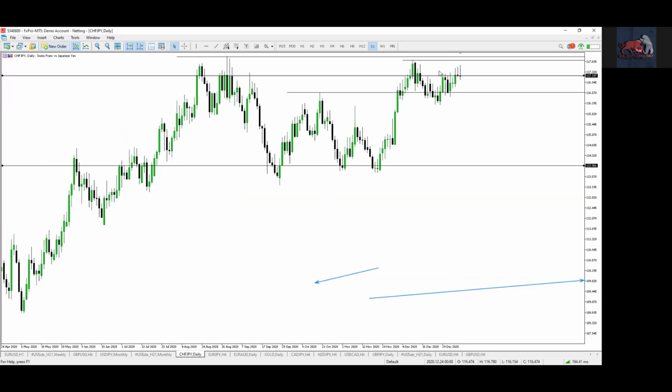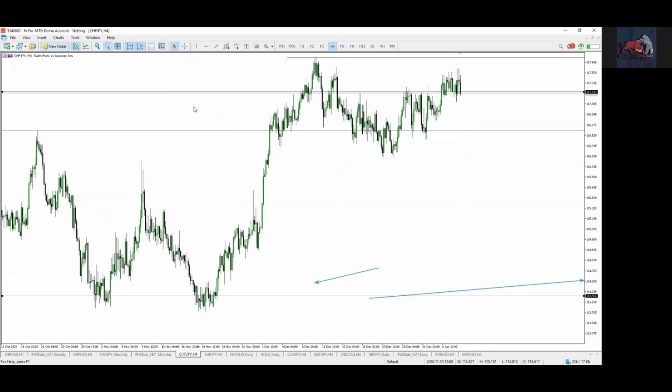And when we come to CHFJPY, we're going to see a drop to the downside, targeting 116.570. That will be the target on CHFJPY, which is about 60 pips to the downside, which is highly likely. Looking at it from a technical point of view, it's highly likely that we're going to see price trading lower to this down close candle on H4 here. So it's a but case.